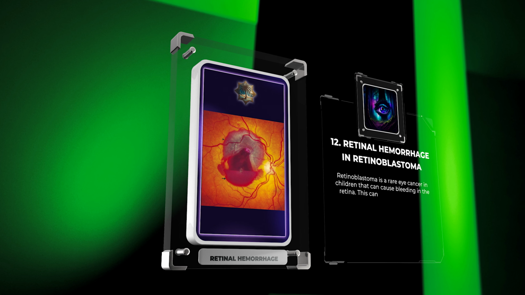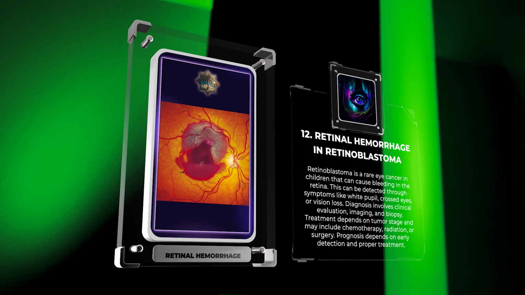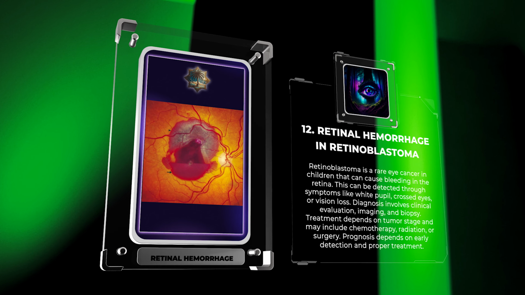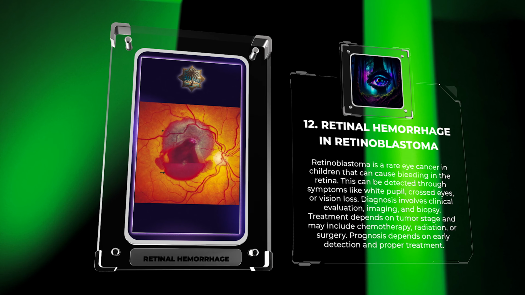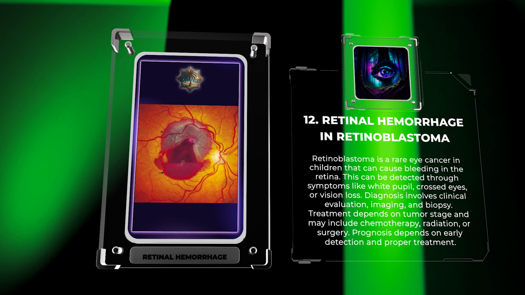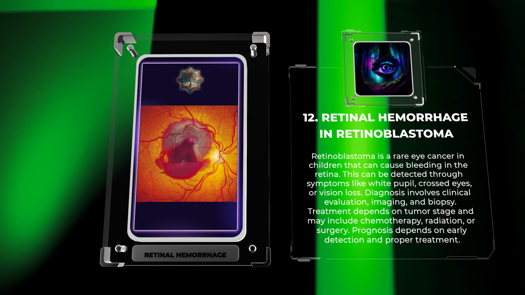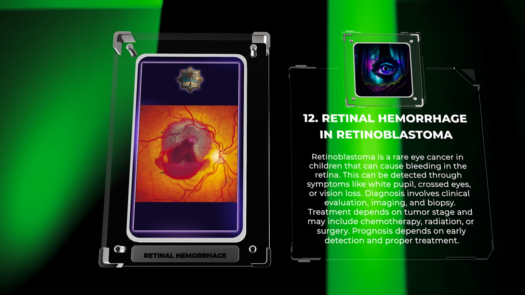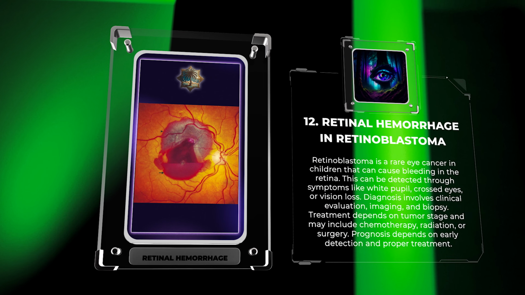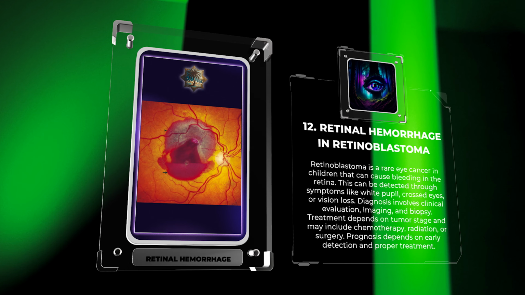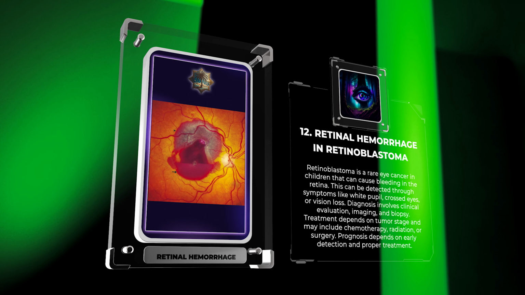Retinoblastoma is a rare eye cancer in children that can cause bleeding in the retina. This can be detected through symptoms like white pupil, crossed eyes, or vision loss. Diagnosis involves clinical evaluation, imaging, and biopsy. Treatment depends on tumor stage and may include chemotherapy, radiation, or surgery. Prognosis depends on early detection and proper treatment.